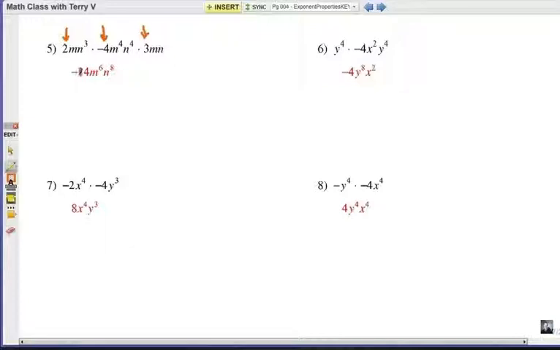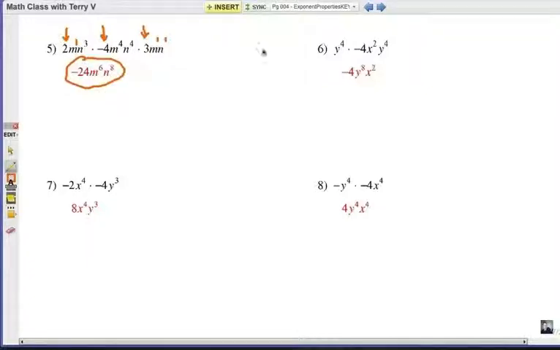Then we do the variable parts. This is m to the first. If you don't see an exponent, it's really to the first, times m to the fourth, times another m to the first, and that gives us m to the sixth altogether. And this is n to the third, n to the fourth, and n to the first. Again, add the powers, n to the eighth.